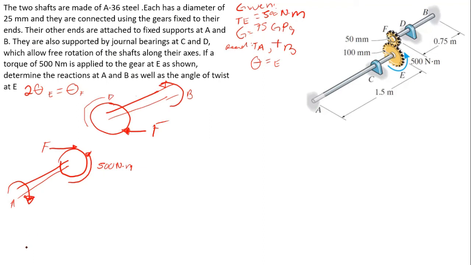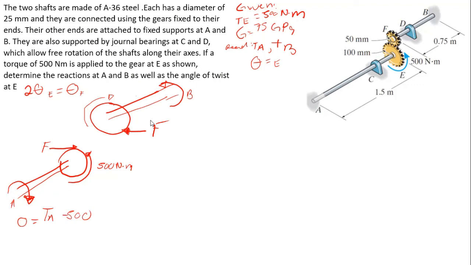So, ngayon, na-drawing natin yung free body diagram. Pwede na tayong magsulat ng mga equations natin of equilibrium. So, summation of torque tayo dito sa A, 0 is equal to. Yung TA natin, clockwise positive na tayo ang assumption natin. So, TA. Ito, counterclockwise, so negative. So, minus 500.